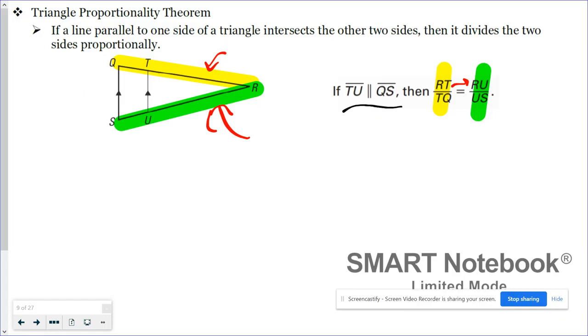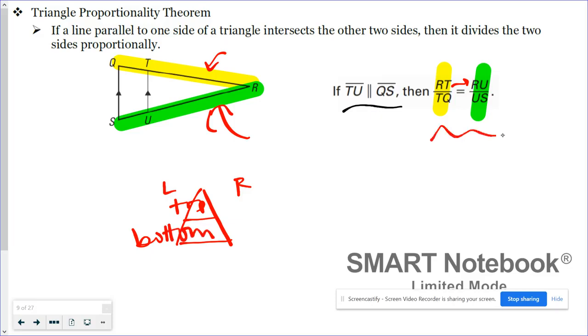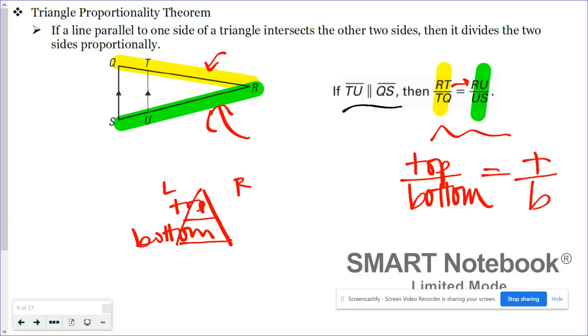To put it simply, if I orient it like this, you've got your left side, you've got your right side, you've got your top pieces, and you have your bottom pieces. So we can write a proportion, just like this one, where you basically have the left side top over bottom, and the right side top over bottom. Those are your two ratios.